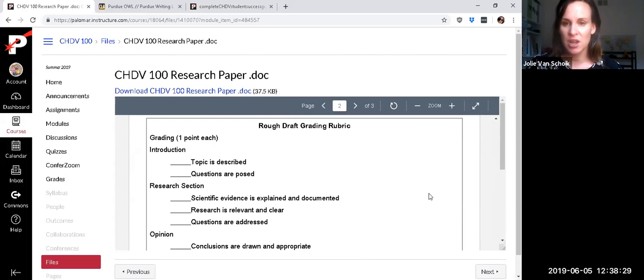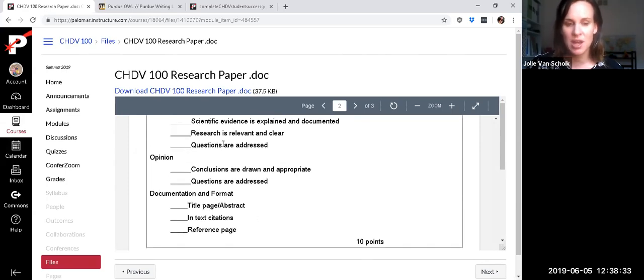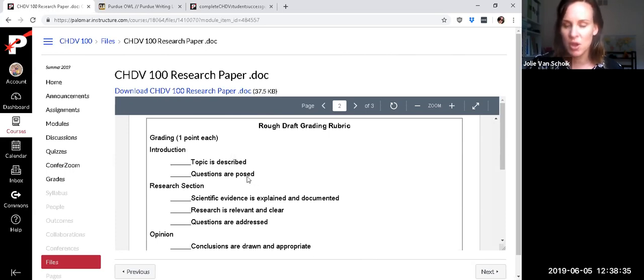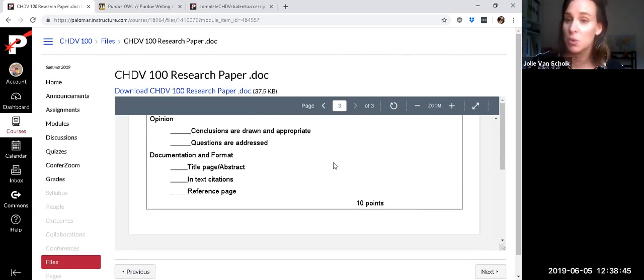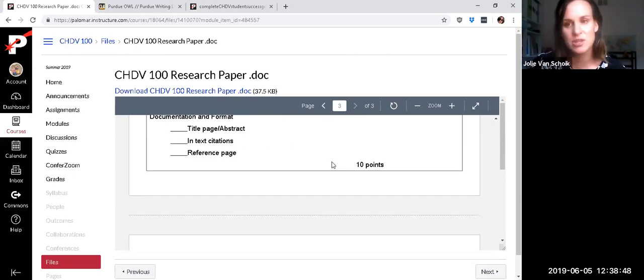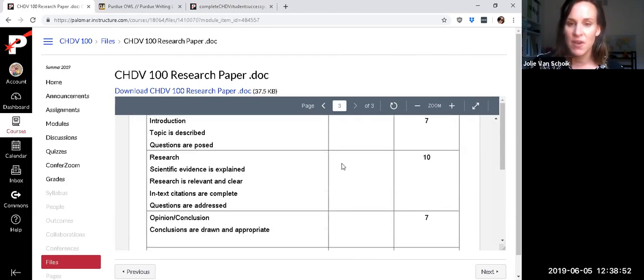This is the rough draft grading rubric. Each one is 1 point. So if you have a topic, you get 1 point. If you have a question or an introduction, it's 1 point. If you have scientific evidence, it's 1 point. If you have research, it's 1 point. If your questions are addressed, it's 1 point. All of those are 1 point, and that's for a total of 10 points on your research paper, which is due July 7th. This is the final grading rubric.